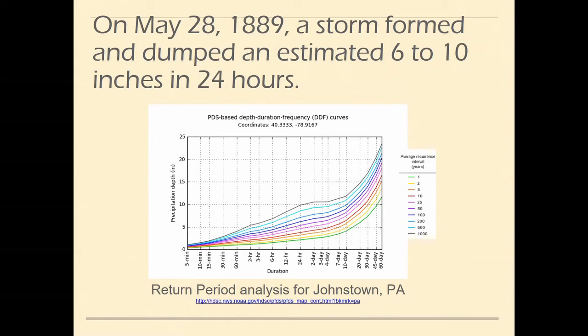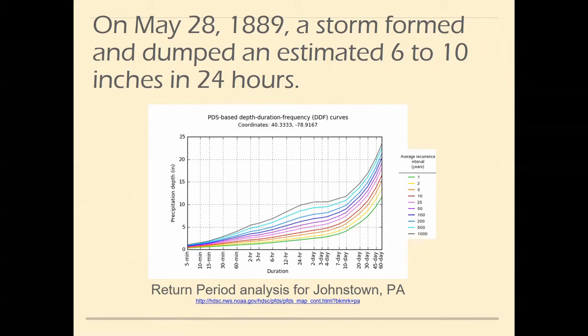So on May 28th, 1889, a storm formed and dumped an estimated 6 to 10 inches in 24 hours. And you can see that if you go to the 24-hour line on the graph, you notice that that is quite a bit of rainfall. And what the recurrence interval or return period means is that on average, events that equal or exceed this magnitude only occur once every, say, 100 years, 200 years, 500 years, or so forth. So this was a historic rainfall event.